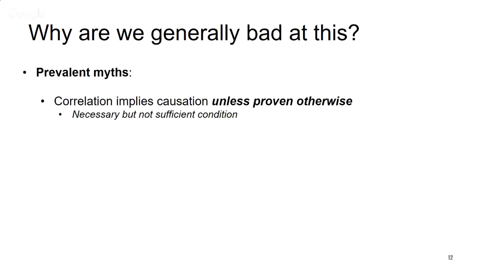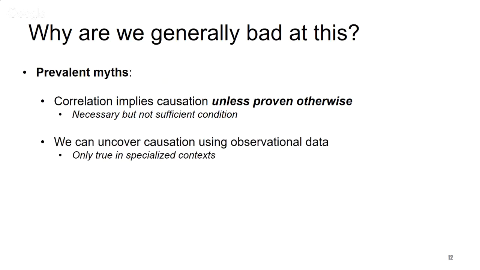There are a couple of myths surrounding correlation and causation. So for instance, correlation implies causation unless proven otherwise, but that's not true. Correlation is a necessary but not sufficient condition for showing causation. The other myth that you hear about quite commonly is that we can uncover causation using observational data. So I give you a bunch of data and I tell you, hey, can you uncover causation? You probably won't be able to do it unless in very specialized contexts.